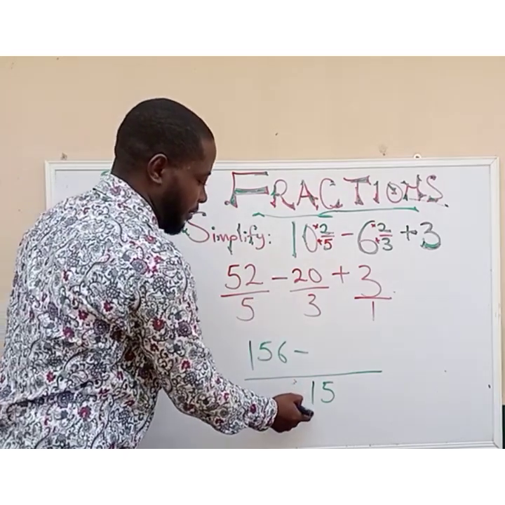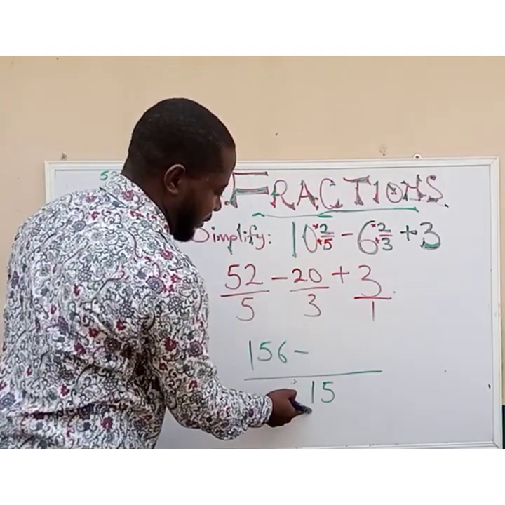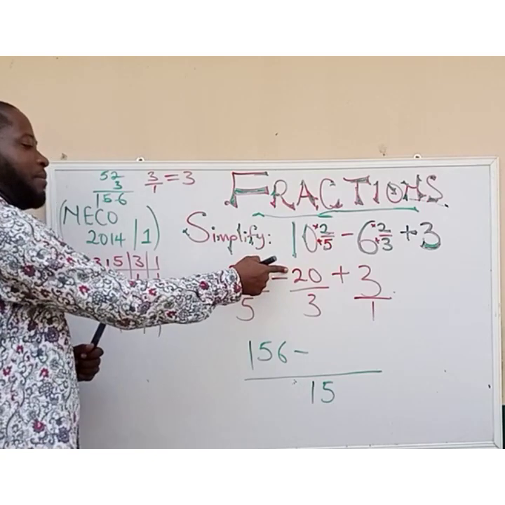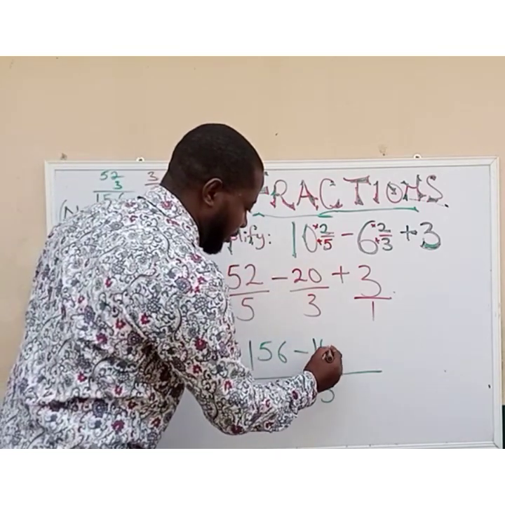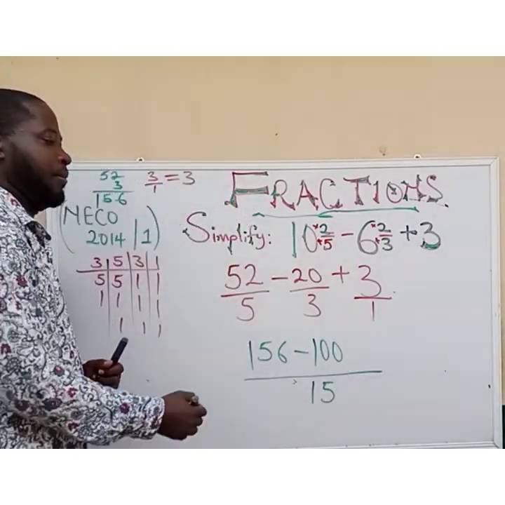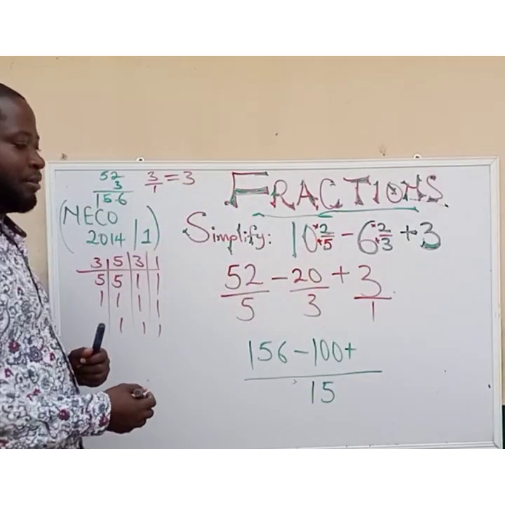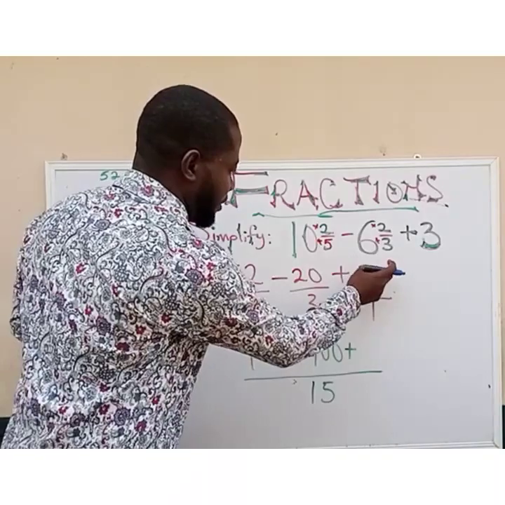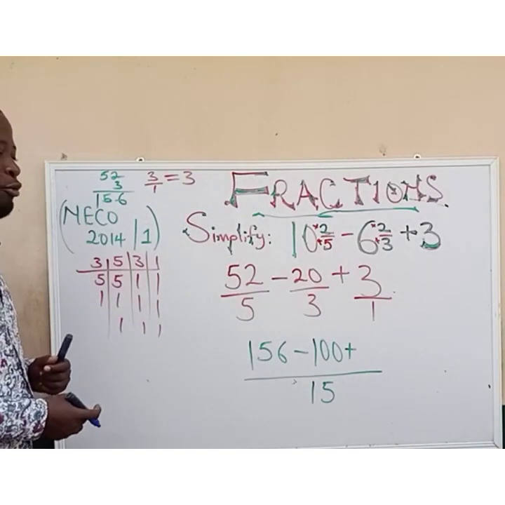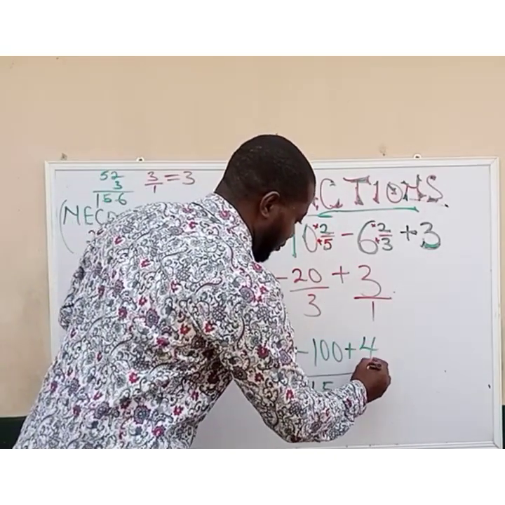3 in 15. How many 3 can you find in 15? 5. 5 multiplied by 20, we have 100. Plus 1 in 15, 15. 15 multiplied by 3, we have what? We have 45.